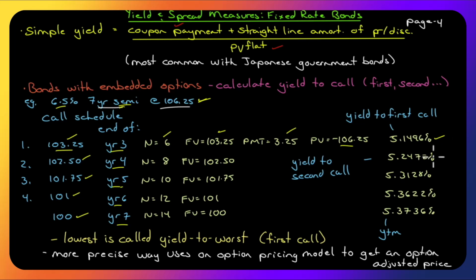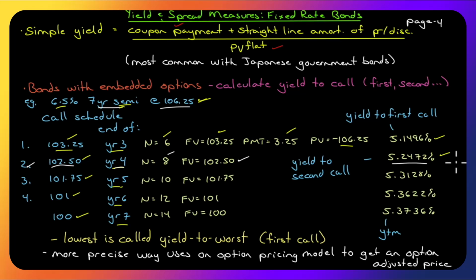We do the same thing for the second call at the end of year 4. This is yield to second call. Look what changes here. If it's called at the end of year 4, then it was a 4-year bond. In other words, the second call called at the end of year 4, that means it was a 4-year bond. So N equals 8. And our future value is the call price, 102.5. Payment and PV stay the same. There's our yield to second call.